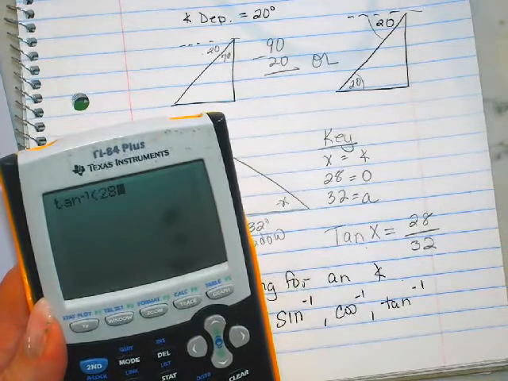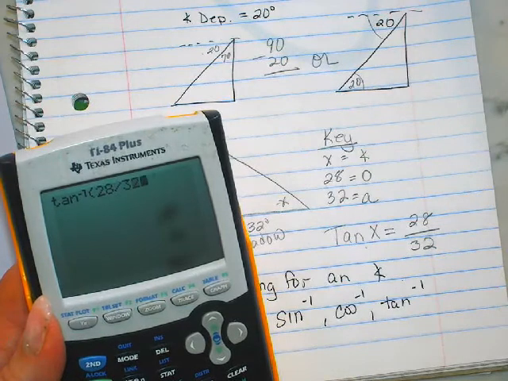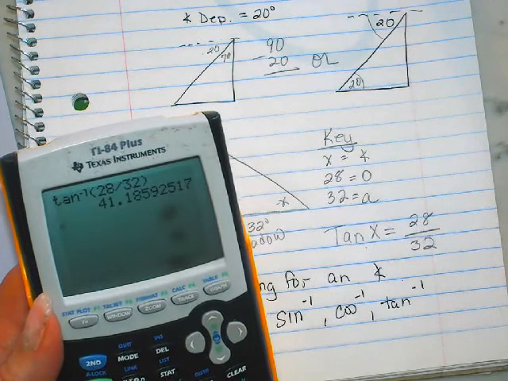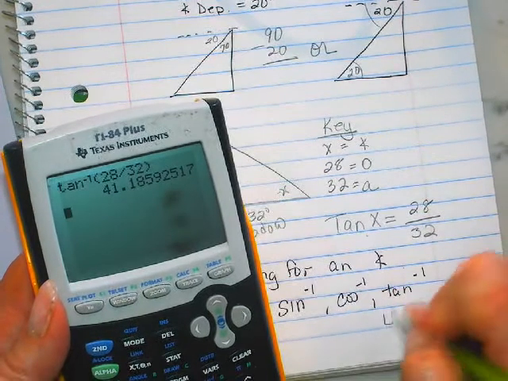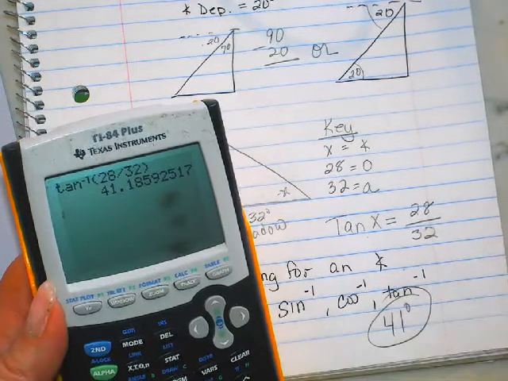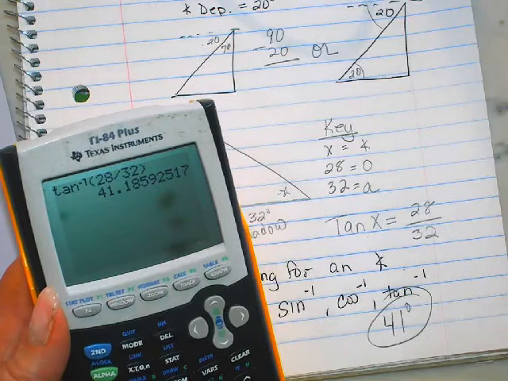Tan to the -1. It's 28. I'm going to put in 28 divided by, because it's a fraction, 32. I'm going to close my parentheses and hit enter, and it's going to tell me that the angle of elevation is going to be a 41-degree angle. Give it to me to the nearest whole number.